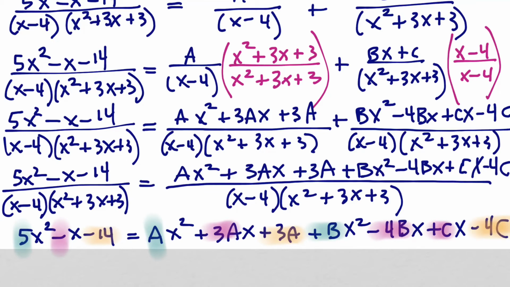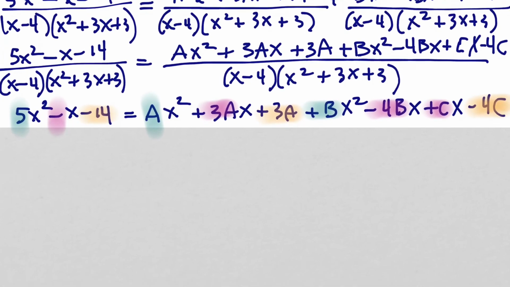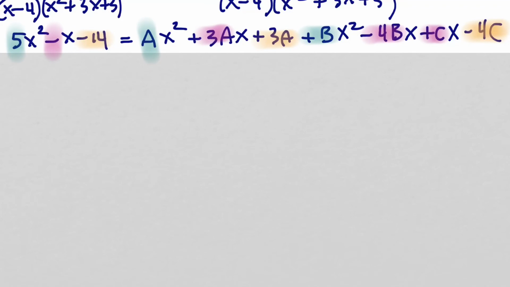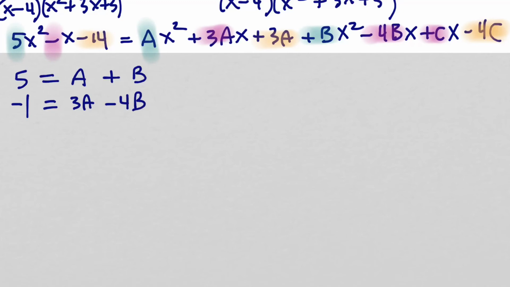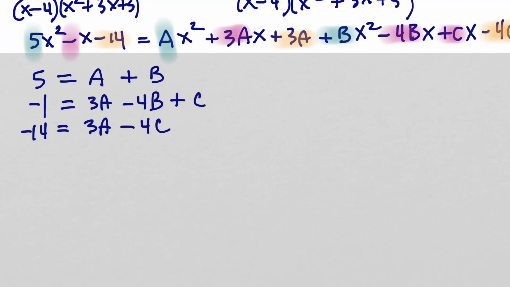So let's set up our 3x3 system of equations. Let's scoot this up. So I've got 5 is equal to a plus b. -1 is equal to 3a minus 4b plus c. And I've got -14 is equal to 3a minus 4c. So this is our 3x3 system of linear equations that we're going to solve.